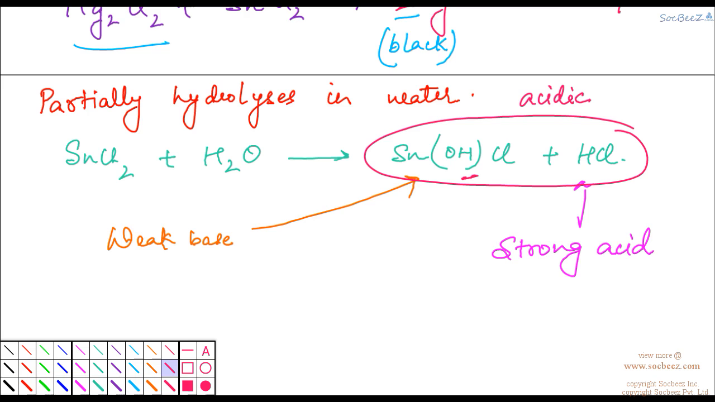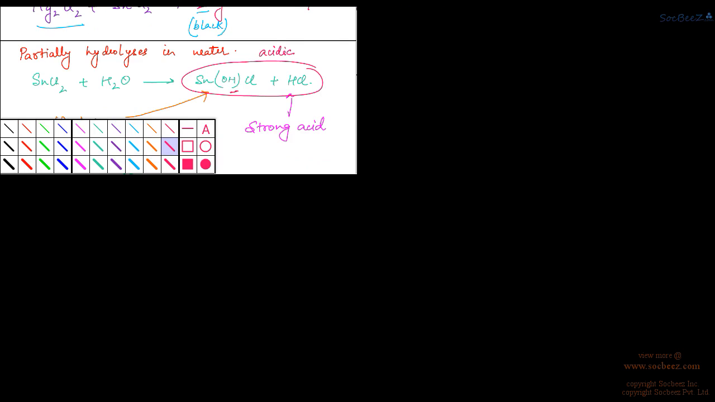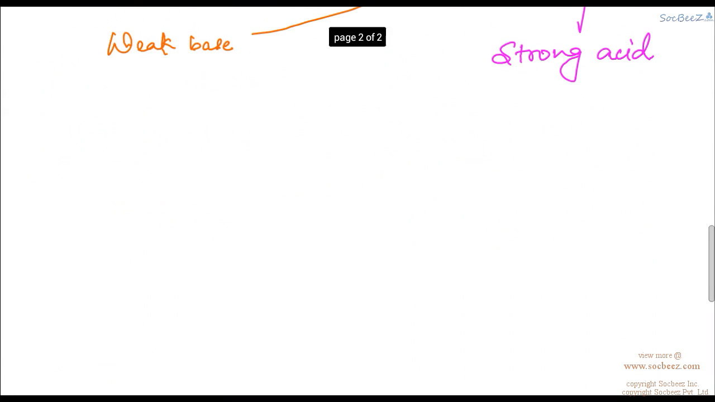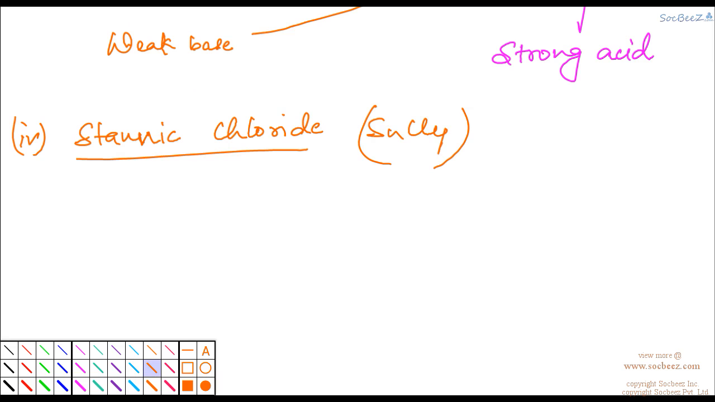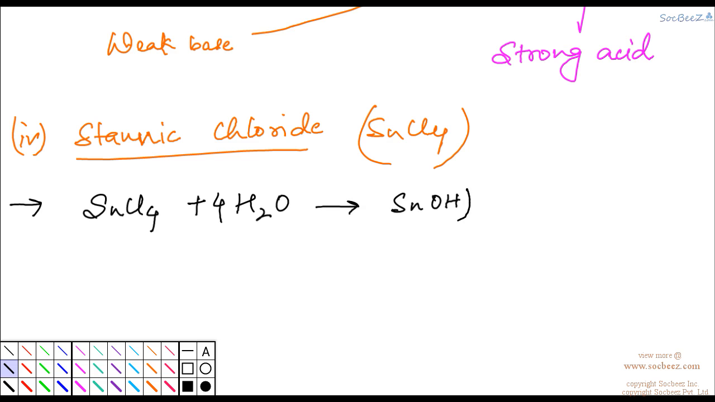Now the next compound is stannic chloride, the fourth compound. The formula for stannic chloride is obvious: it would be SnCl4. The only important fact about stannic chloride is its hydrolysis with water. The reaction of stannic chloride with water is as follows. SnCl4 when reacted with H2O forms Sn(OH)4 plus HCl. So it hydrolyzes to form Sn(OH)4 and HCl.